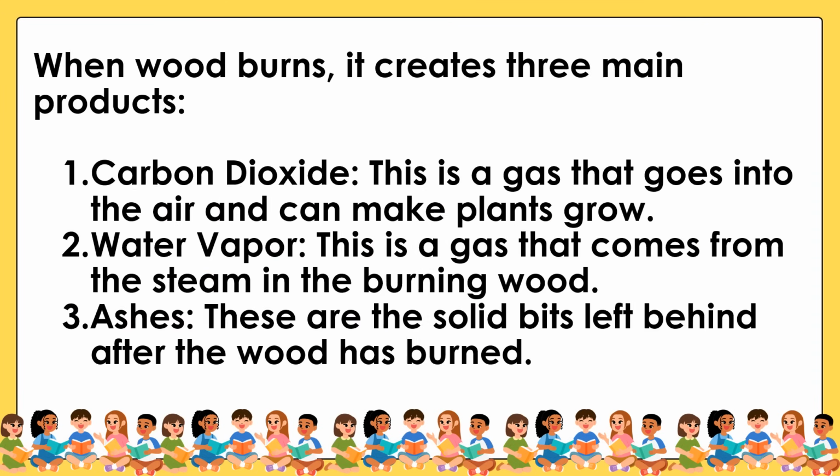And here is the example. When wood burns, it creates three main products. First, carbon dioxide. This is a gas that goes into the air and can make plants grow. Second, water vapor. This is a gas that comes from the steam in the burning wood. And third, ashes. These are the solid bits left behind after the wood has burned.